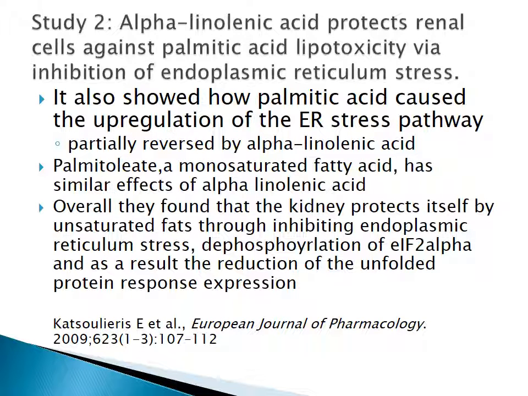And the second study was done on renal cells, but it showed the exact same thing, how palmitic acid increased the unfolded protein response pathway. But this one also showed how the kidney protects itself by dephosphorylating eIF2 alpha, which would render it inactive, and it wouldn't turn off the normal transcription pathway, so you wouldn't even get CHOP. And it also showed that palmitoleate, which is actually a monounsaturated fatty acid, had similar effects to alpha-linolenic acid in turning off the endoplasmic reticulum stress pathway.